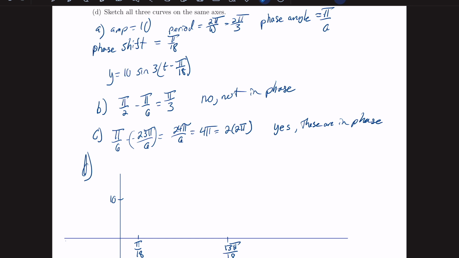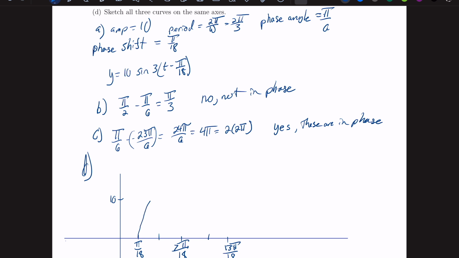Here I'm going to multiply both top and bottom by 6. That gives me 12 pi over 18, plus 1, which gives me 13 pi over 18. Half of that would be 6. So pi plus 6 pi over 18 would be 7 pi over 18. We add our quarter marks. All right, and then we can go ahead and graph this.